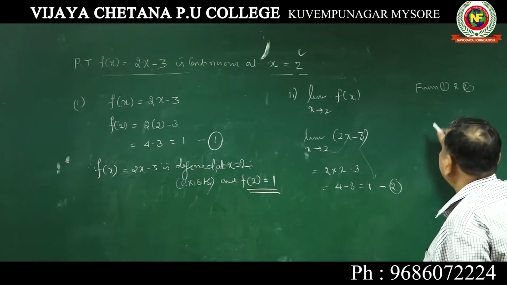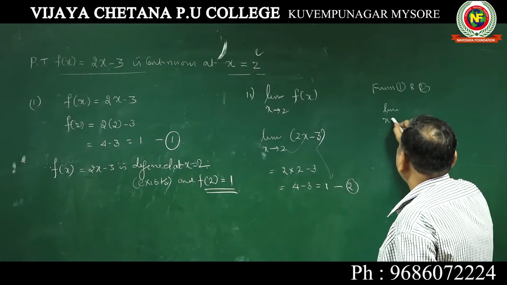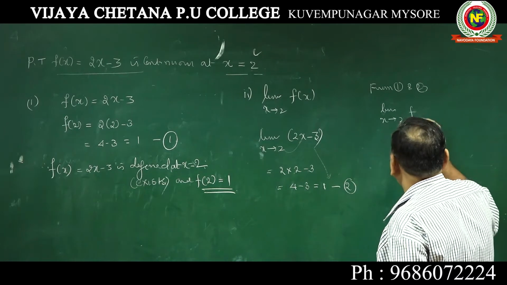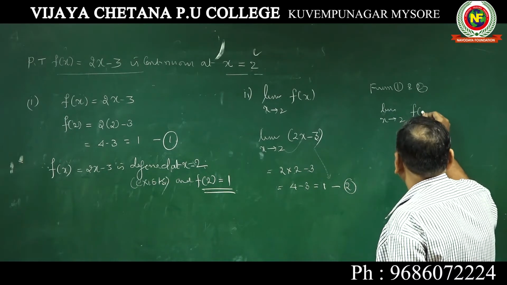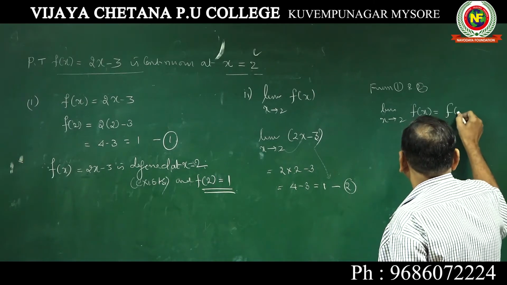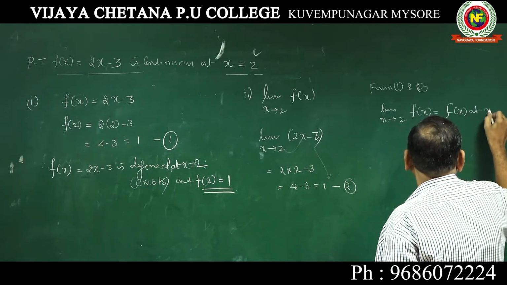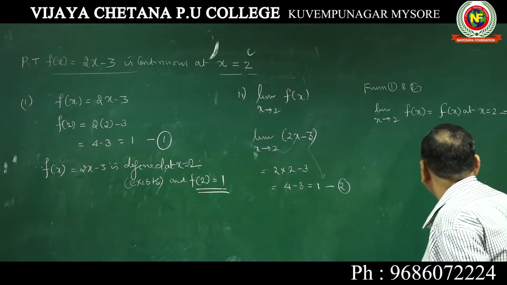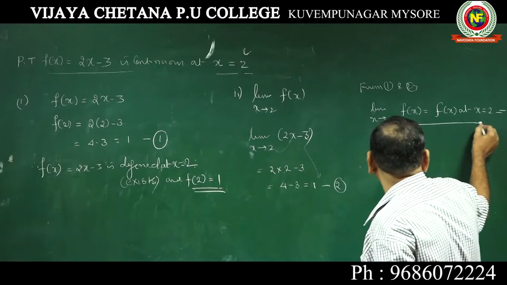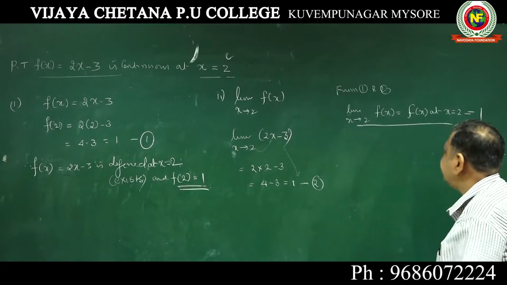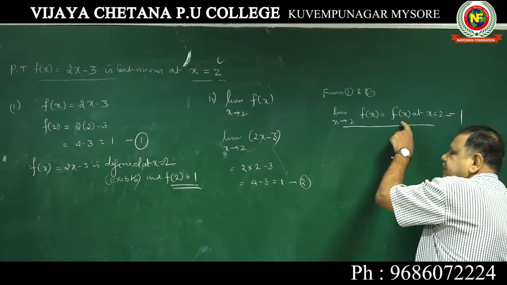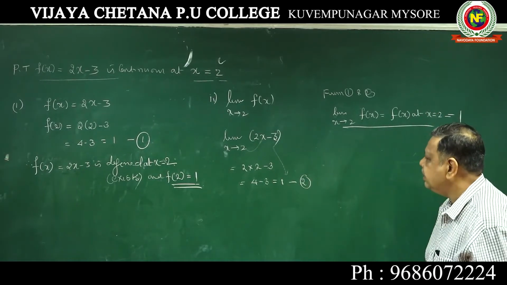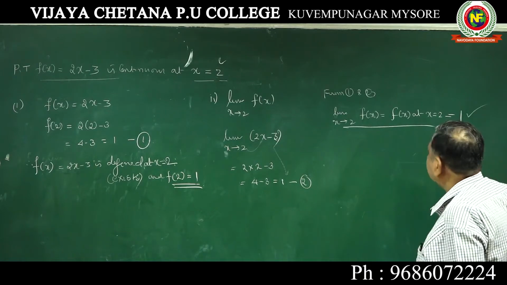Limit extending to 2 of f of x is equal to f of x at x equal to 2, which is equal to 1. That is also 1, this is also 1. Very important thing is this: the limit extending to c of f of x should be equal to, you see my third condition, f of x at x equal to c. Both are 1.